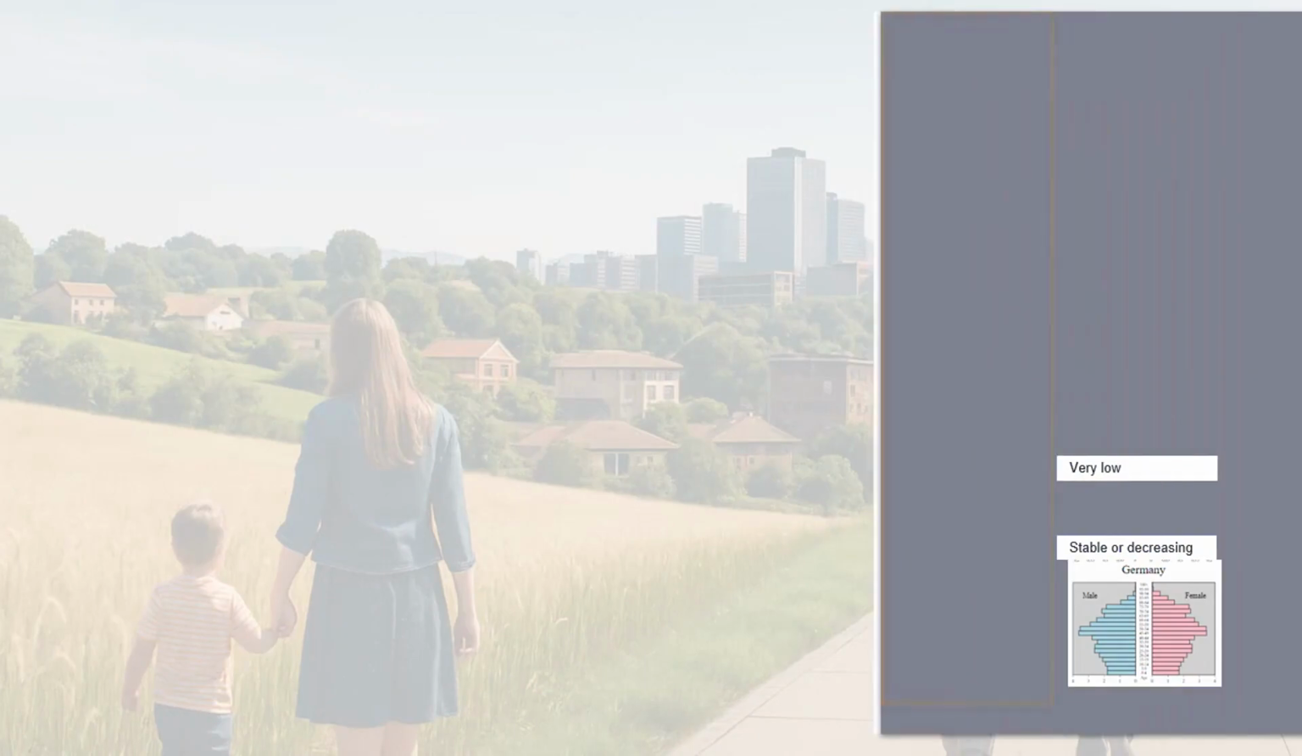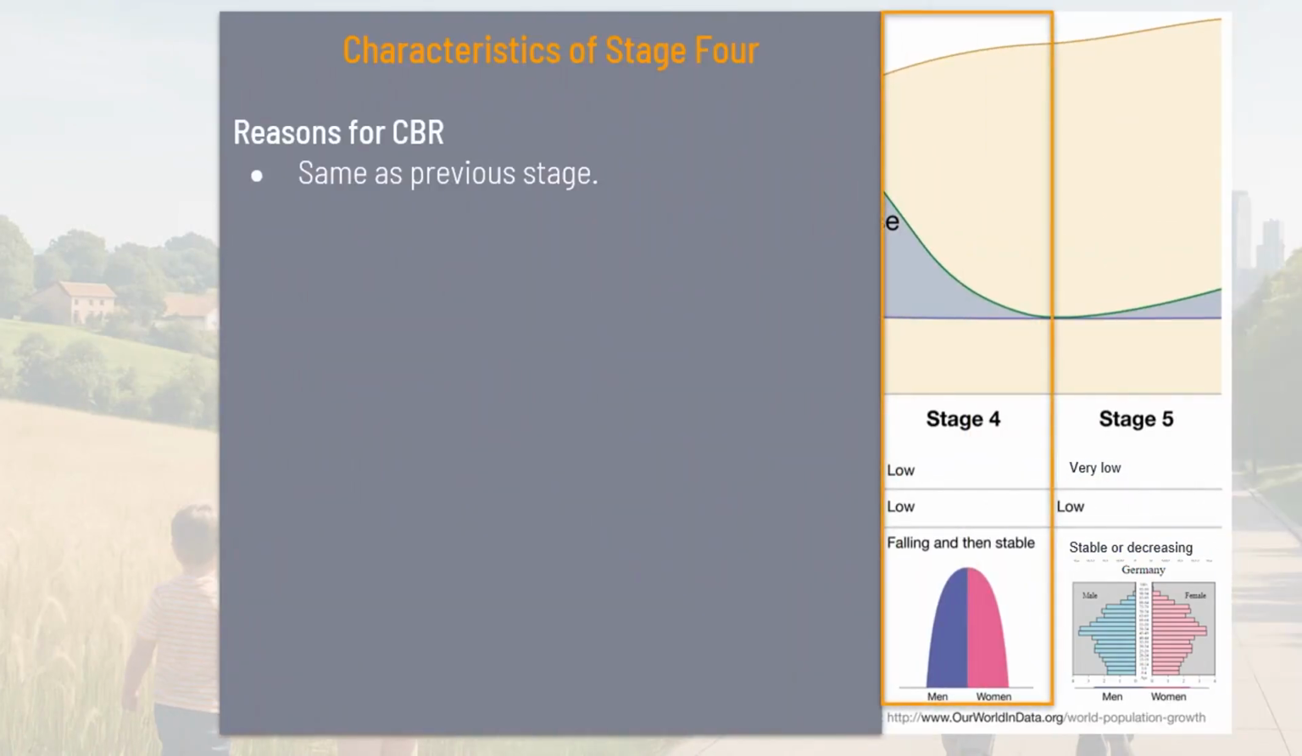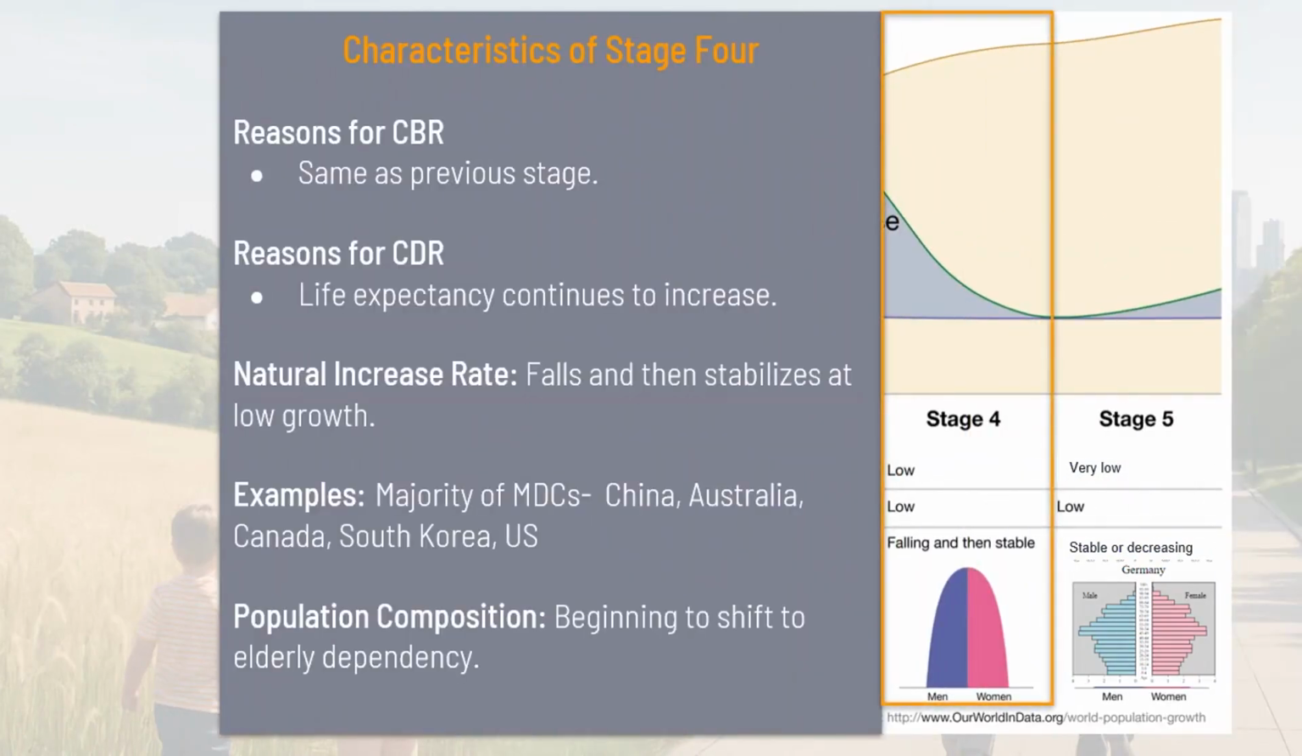Stage 4 is where populations finally level off. Birth rates drop to low levels, staying about the same as in stage 3. Families choose to have fewer children, partly because life expectancy is now much higher, and partly because raising kids in modern societies is expensive, from daycare to college tuition. Death rates are also low, as healthcare and technology continue to extend lifespans.